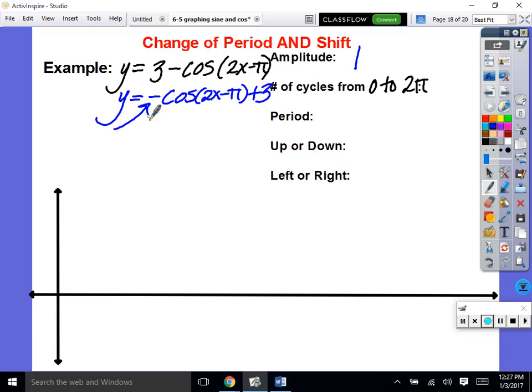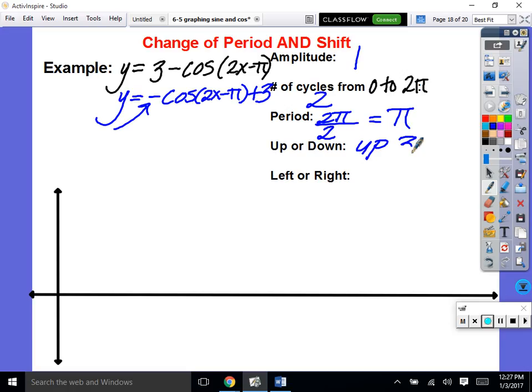The number of cycles from 0 to 2 pi is? Nope. What's the number of cycles from 0 to 2 pi? 2. You just look at B. That is the number of cycles from 0 to 2 pi. The physical length of 1 full cycle is 2 pi divided by B, which is 2. So the physical length of 1 cycle is pi. And now our shift up or down is up 3.